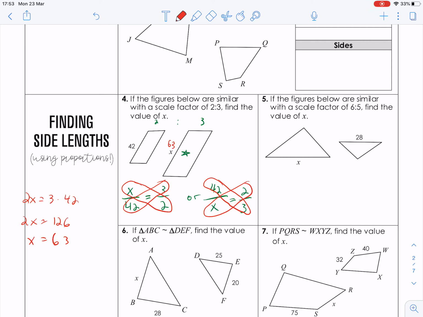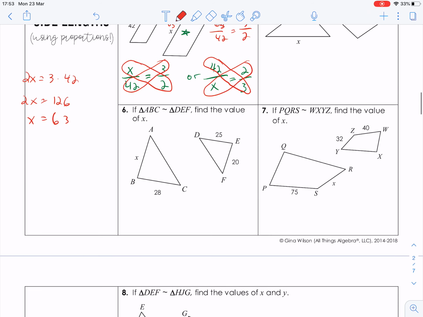And does that work? Does 63 to 42 equal 3 halves? What would we have to multiply by? What would we have to multiply 42 by to get this? So 21? Yeah, x would be 21 times. Okay. There we go. So number 4, we got it.